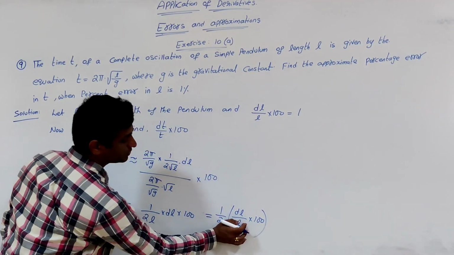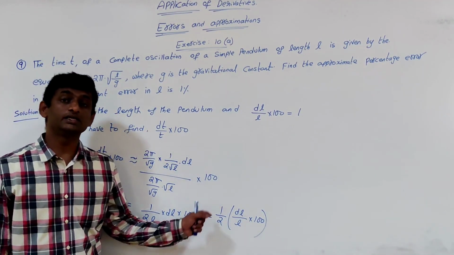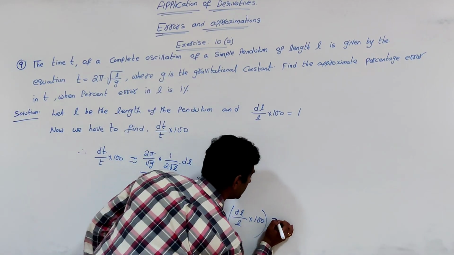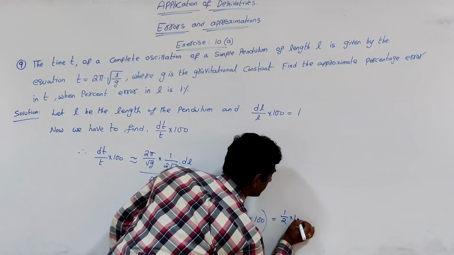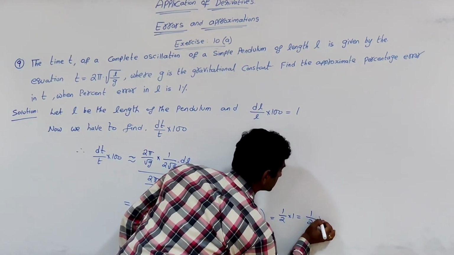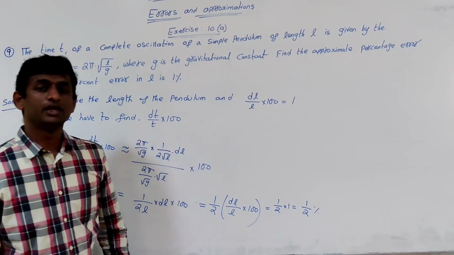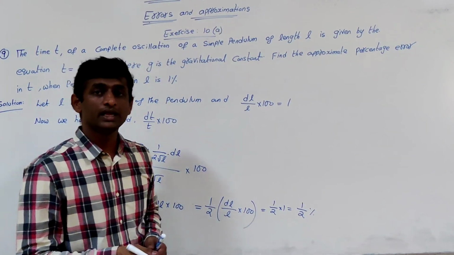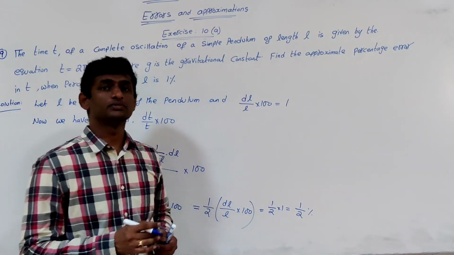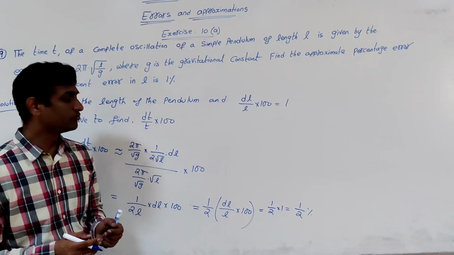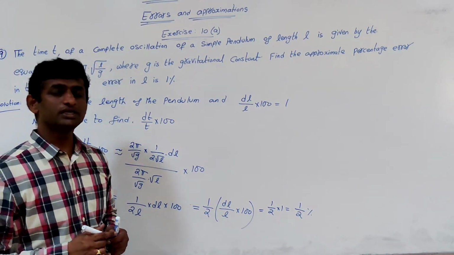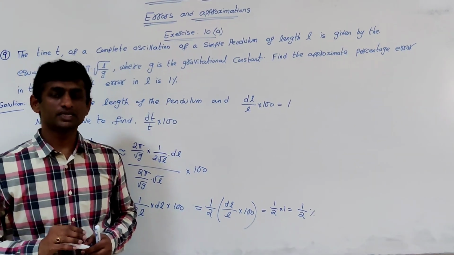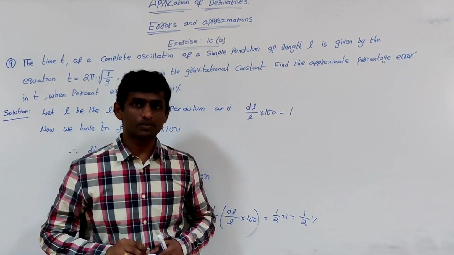But that gives the percentage error in its length, and he has given it as 1 unit. So it will be 1 by 2 into 1, which is 1 by 2%. This means if there is a percentage change in its length of 1 unit, then the percentage change in time will be 1 by 2. So these are the problems from the exercise on errors and approximation.